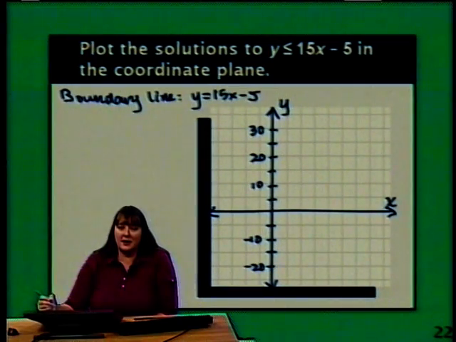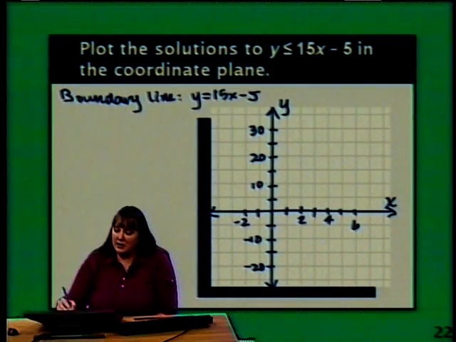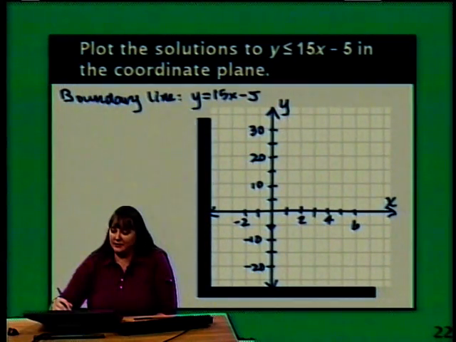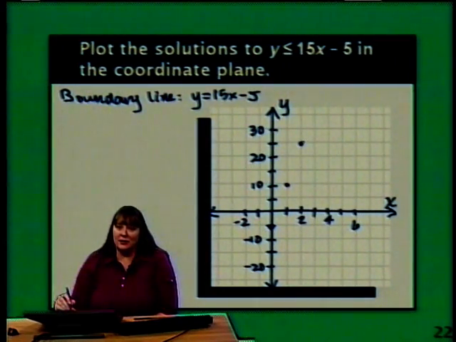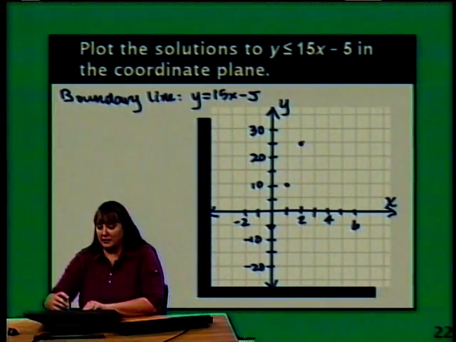What about the scale on my x-axis? Well, if I rise 15, I need to run 1. So I think I'm just going to use a scale of 1 on the x-axis. So starting at my y-intercept (0, -5), a rise of 15 corresponds to a run of 1. So up 15 over 1. Since y is less than or equal to 15x minus 5, the boundary line is included in the solution set. So I want to make sure that I draw a solid line through these points.